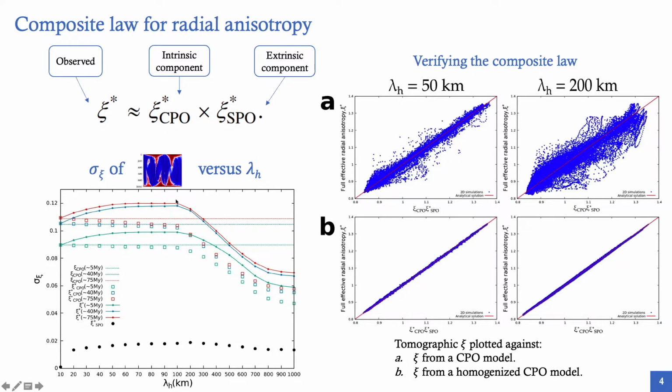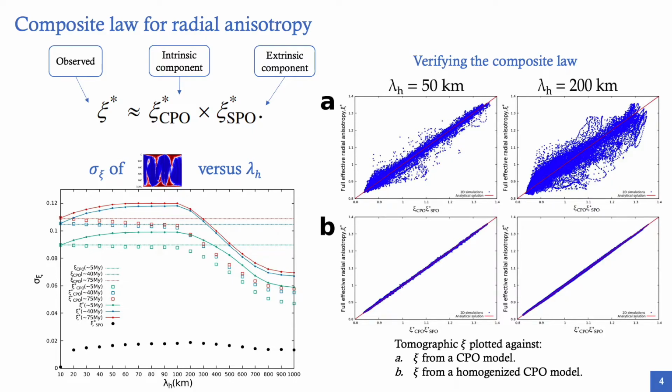So I urge you to read the paper, because there we showed how we came up with a composite law for radial anisotropy. Supposing that we have a tomographic model of radial anisotropy, we verify that this effective psi is a product of the psi obtained from a homogenized CPO model and of the psi due to small scales. Apart from verifying the law, the figures on the right tell us that it is imperative to homogenize a CPO model first before drawing comparisons with a tomographic model.